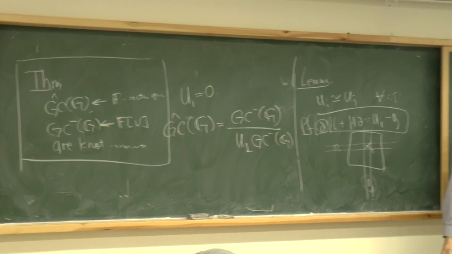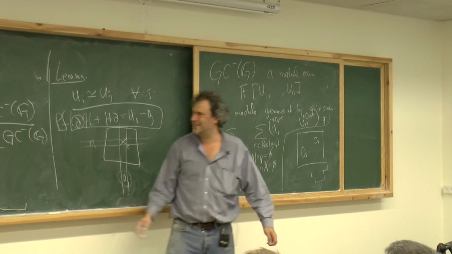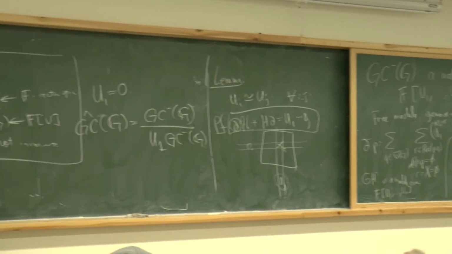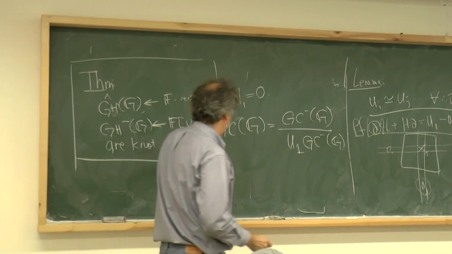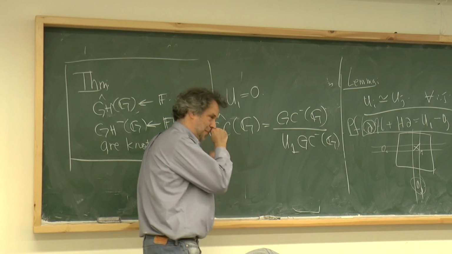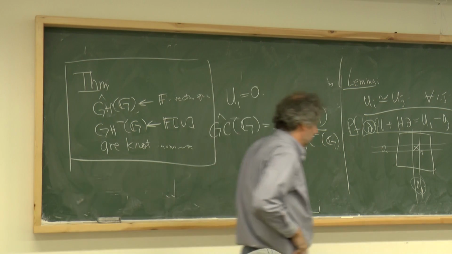So GC is chains and GH is homology. Yeah. The chains are invariant then? Sorry. Thank you. Any other questions? This is okay. No, this is correct. Okay. Any other questions? Okay.